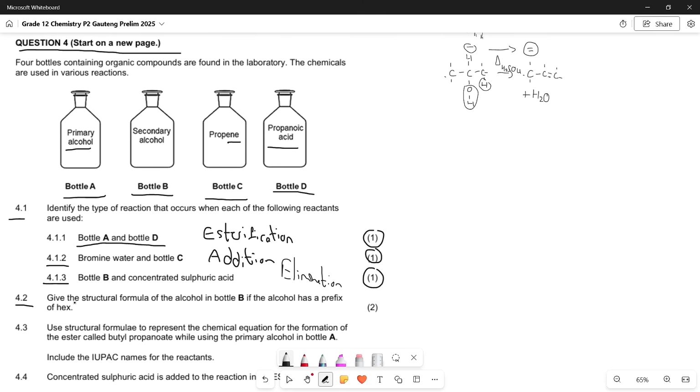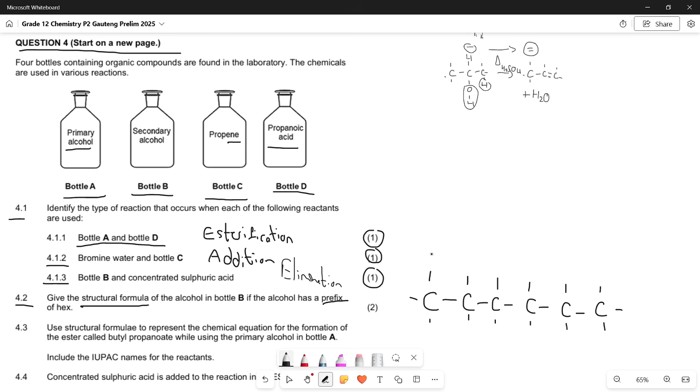So then 4.2 says, give the structural formula, draw the formula of the alcohol in bottle B if the alcohol has a prefix of hex. So we're going to have hexanol. So this is a secondary alcohol, hexanol. As we were discussing earlier, a secondary alcohol has 2 C's attached to the C that the hydroxyl group is attached to. So starting with the hex portion, we have meth, eth, prop, bute, pent, hex, and then we're going to have our lines around here for all of our different hydrogens. We're just going to see where we need to attach our hydroxyl group, our OH, because this is an alcohol.